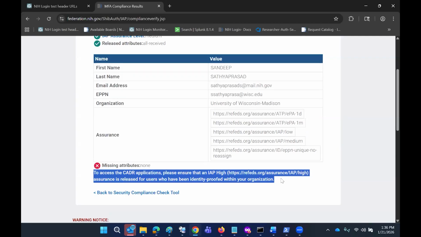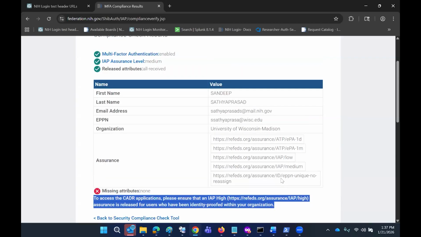So the IDP operators can use this tool. It's available over the internet to test it out and verify all the user attributes being sent to the NIH service provider. So it's important for institutions to be setting the correct signaling. Otherwise, researchers will be denied access to the NIH CADR.